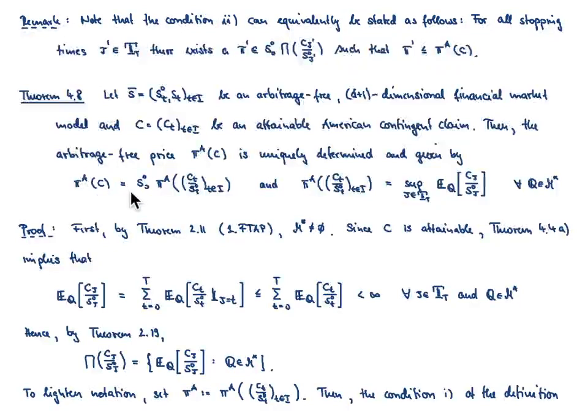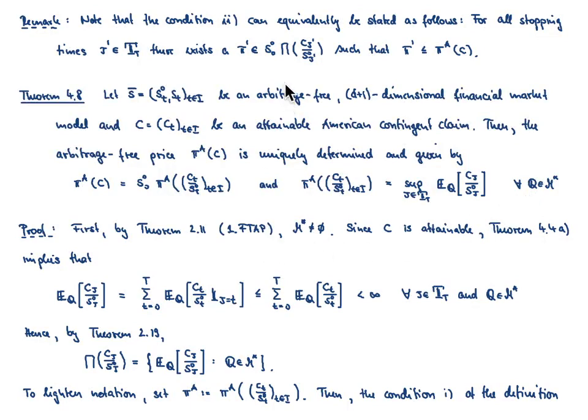So π^A(C) is, as we have seen, S_0^0 times the discounted arbitrage-free price of the American contingent claim, which is given in terms of that optimal stopping problem, namely in terms of the supremum over all admissible stopping times of this expected value under an equivalent martingale measure Q of this ratio C_τ divided by S_τ^0. And we have already seen by Theorem 4.4b that that optimal stopping problem is independent of the choice of the equivalent martingale measure. So let us have a look at the proof of that theorem, which is not so complicated.